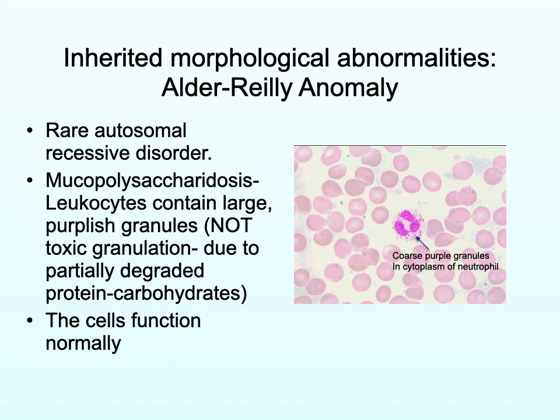Alder-Reilly anomaly is a rare autosomal recessive disorder associated with mucopolysaccharidosis. In this disorder, all leukocytes contain large purplish granules. This is not toxic granulation, but is due to partially degraded protein carbohydrates in the cytoplasm. The cells, however, function normally. This is seen in Hurler and Hunter syndromes, in which there is an incomplete breakdown of mucopolysaccharides.